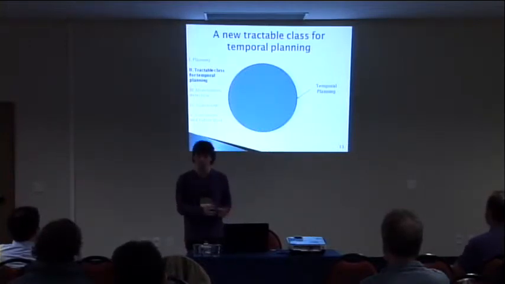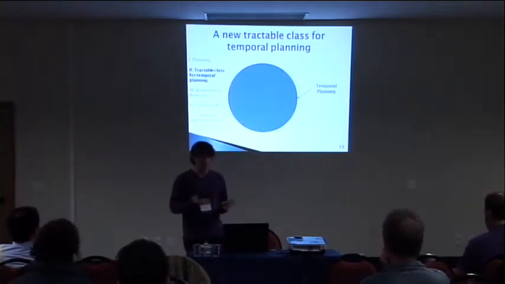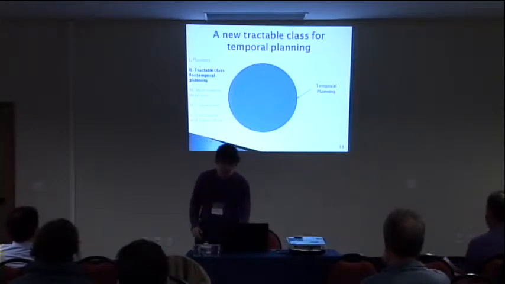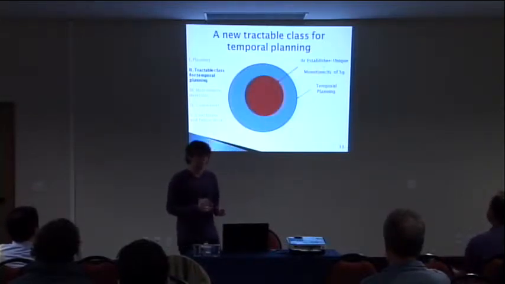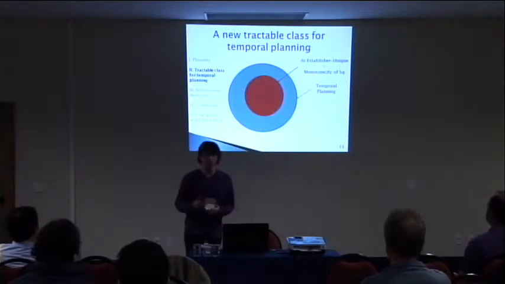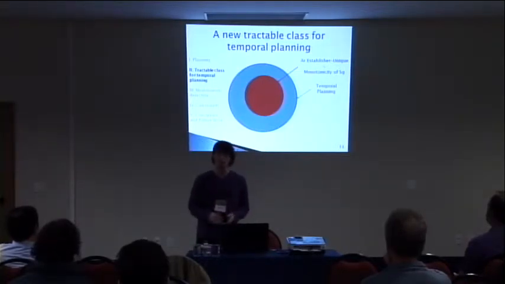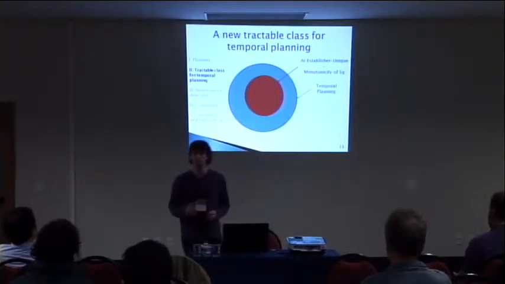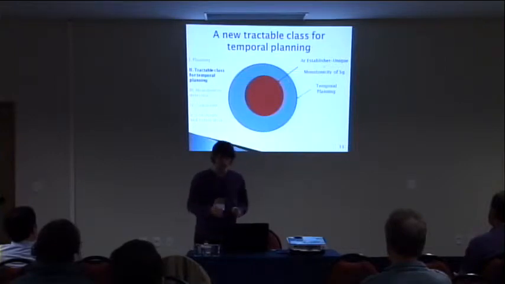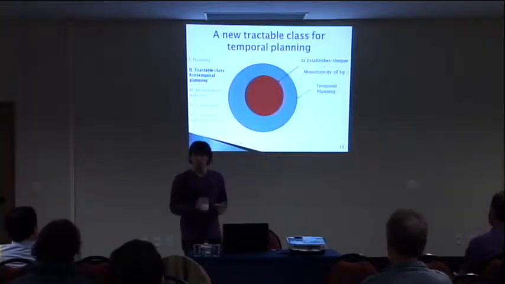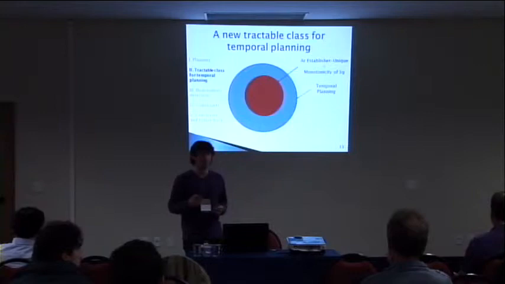So here we have the set of temporal planning problems. Here we have the problems for which we have two hypotheses, that is, the set of reduced actions is establisher unique relative to the subgoals, and the subgoals are all monotone. So these problems can be solved in polynomial time.